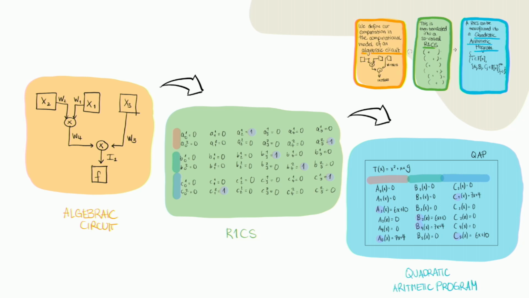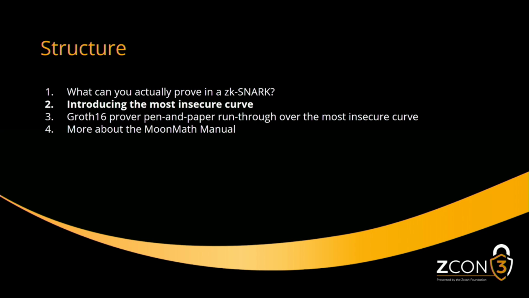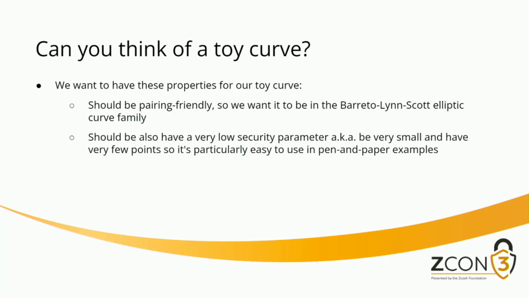So let's look at how we can now, for this QAP and for a statement, generate a proof. To generate a proof, though, we need to first understand over what curve we do that. And what we did in the MoonMath manual is we introduced a very insecure curve. So let's look at that before we can actually generate the proof itself.